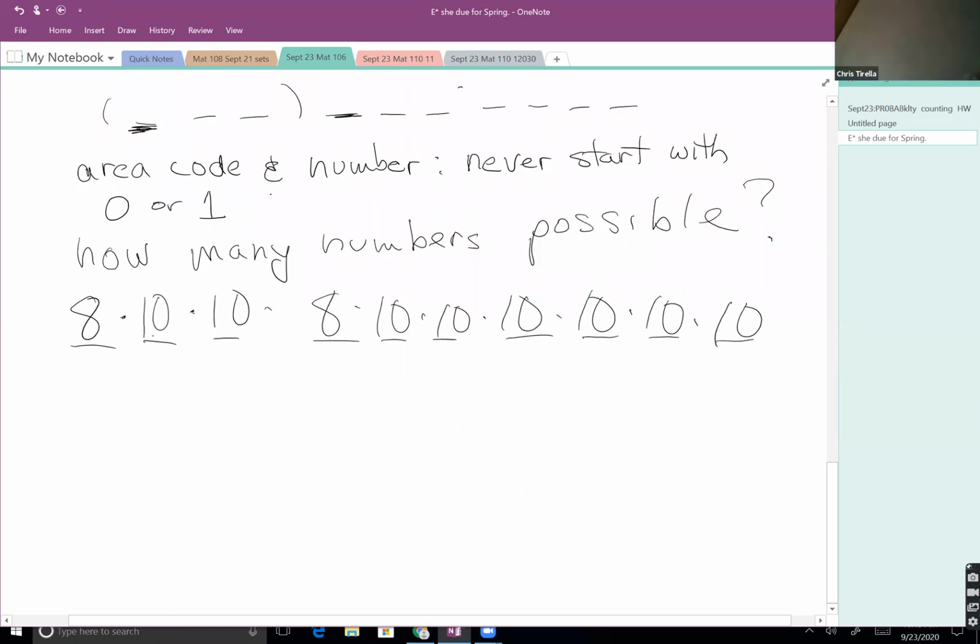So 8 times 8 is 64. And then we have 1, 2, 3, 4, 5, 6, 7, 8 zeros after it. So there are, what is that, 6,400,000,000 possible phone numbers.